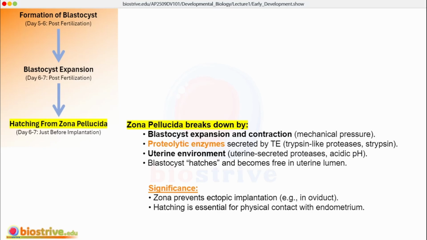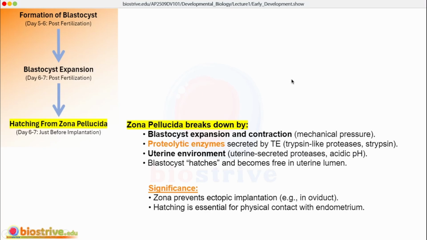The second thing which contributes to breakage of the zona pellucida is proteolytic enzymes, which are secreted by the cells of the trophectoderm itself, and they include trypsin-like proteases. The maternal uterine environment will also contribute to this hatching process, because the uterine secretions will contribute some proteases, and it provides a suitable acidic pH for all this to happen. And finally, this blastocyst hatches and becomes free in the uterine lumen.